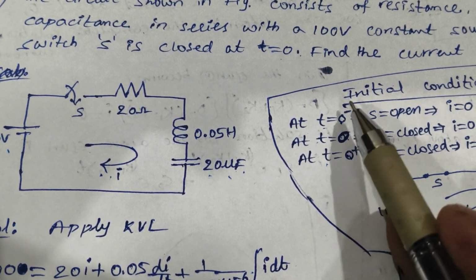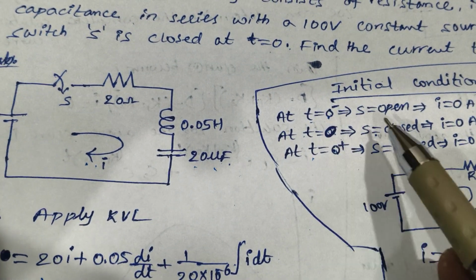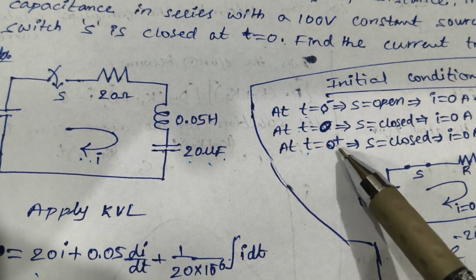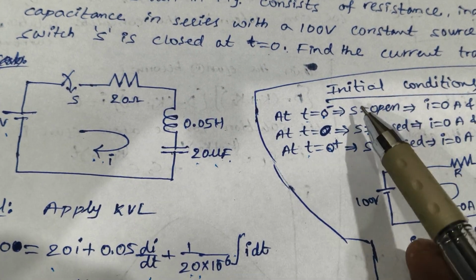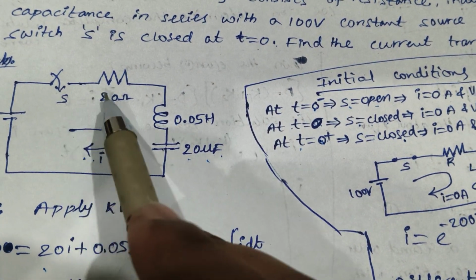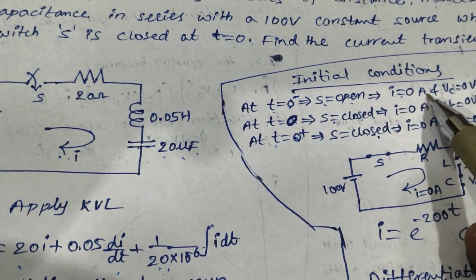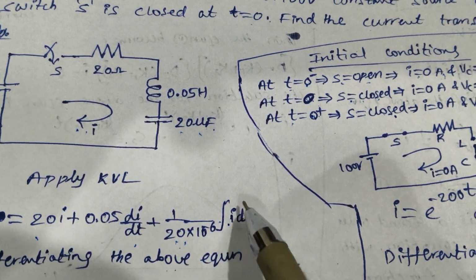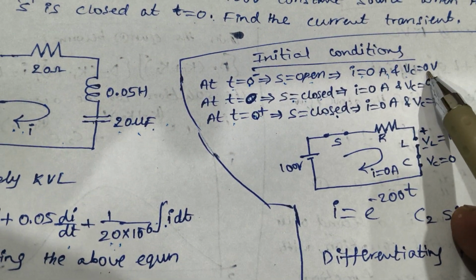At t is equal to 0 minus, the switch is open earlier. At t is equal to 0, the switch is closed. Further, the switch remains in the closed state, so at t is equal to 0 plus also the switch is closed. When the switch is open initially, the current flowing through this loop is 0, I is equal to 0 ampere. When current is 0, the voltage across the capacitance is also 0.